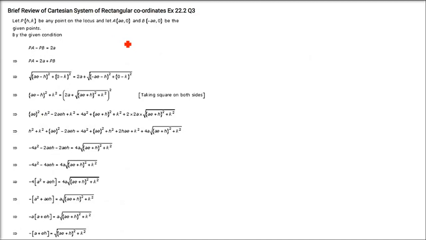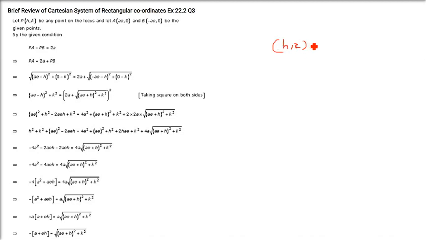A point moves so that the difference of its distance from (ae, 0) and (minus ae, 0) is 2a. Prove that the equation to its locus is x square by a square minus y square by b square equals 1, where b square equals a square into (e square minus 1). So this is an equation of a conic section. We will talk about the hyperbola, parabola and ellipse later, but this is a kind of conic section.